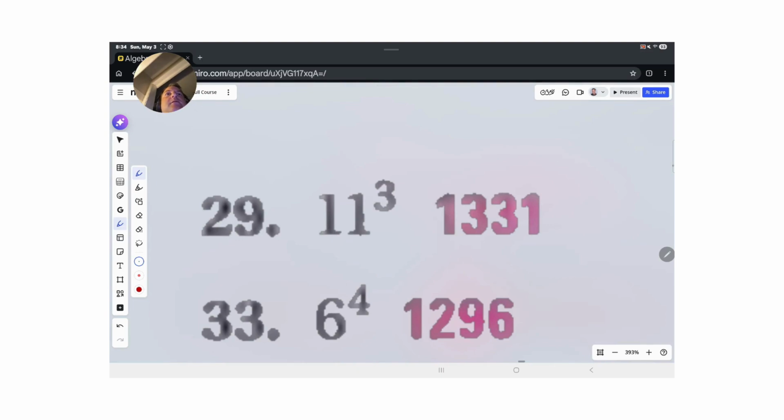29, 11 cubed, or 11 to the third power. Now this is our base of 11 multiplying itself 3 times. So 11 times 11 times 11. Now 11 times 11 is 121. And now we want to check to make sure that 121 times 11 is 1331. Instead of multiplying this out standard algorithm-wise, I'll just check on my calculator really fast. 11 times 11 is 121, and 121 times 11 is 1331. That is correct.